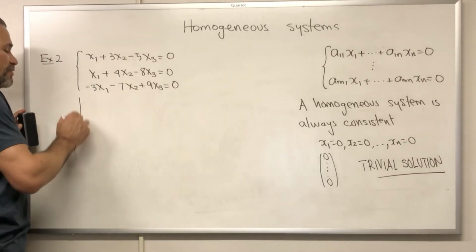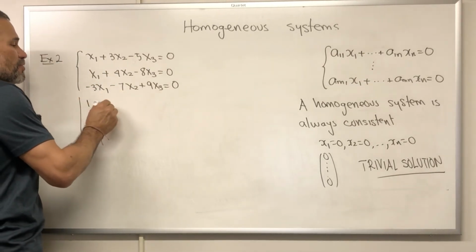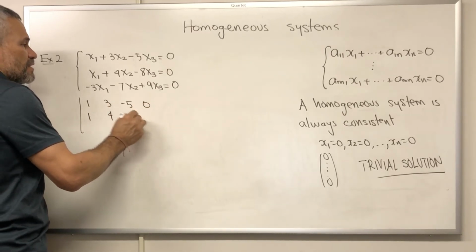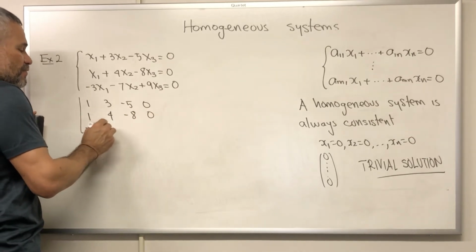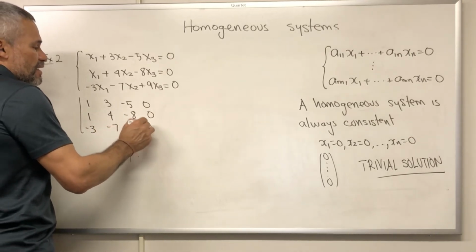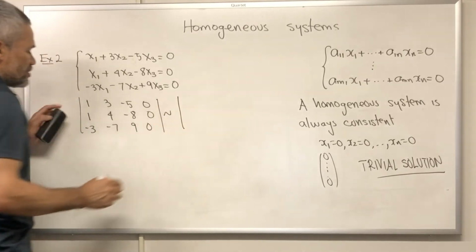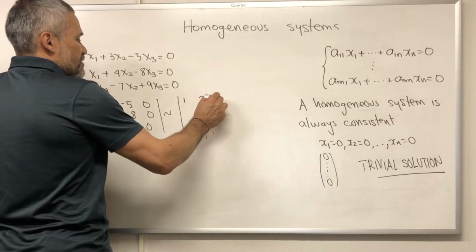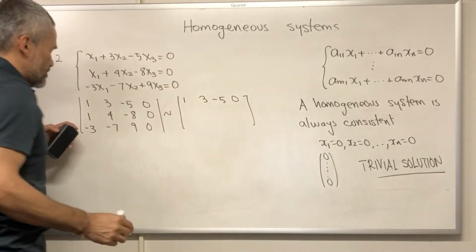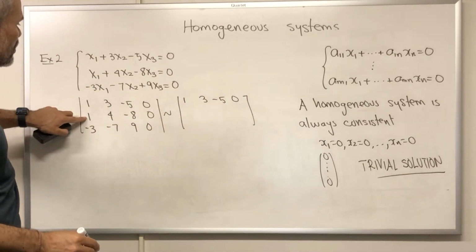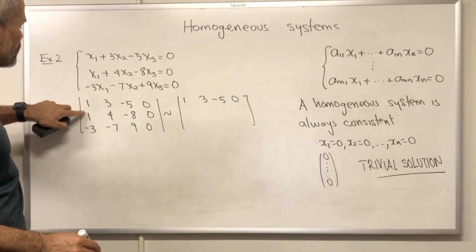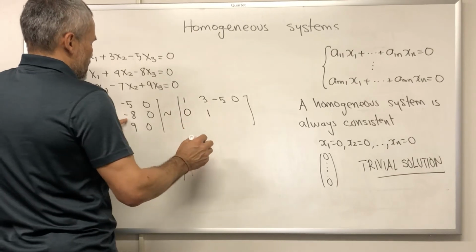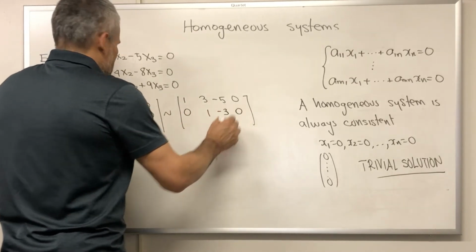In this case, the augmented matrix is the matrix 1, 3, negative 5, 0; 1, 4, negative 8, 0; negative 3, negative 7, 9, and 0. Let's use this one to put 0 here and here. The first row is going to stay the same. For the second row, I'm going to replace row 2 with row 2 minus row 1. Then we'll get 0, 1, negative 3, 0.